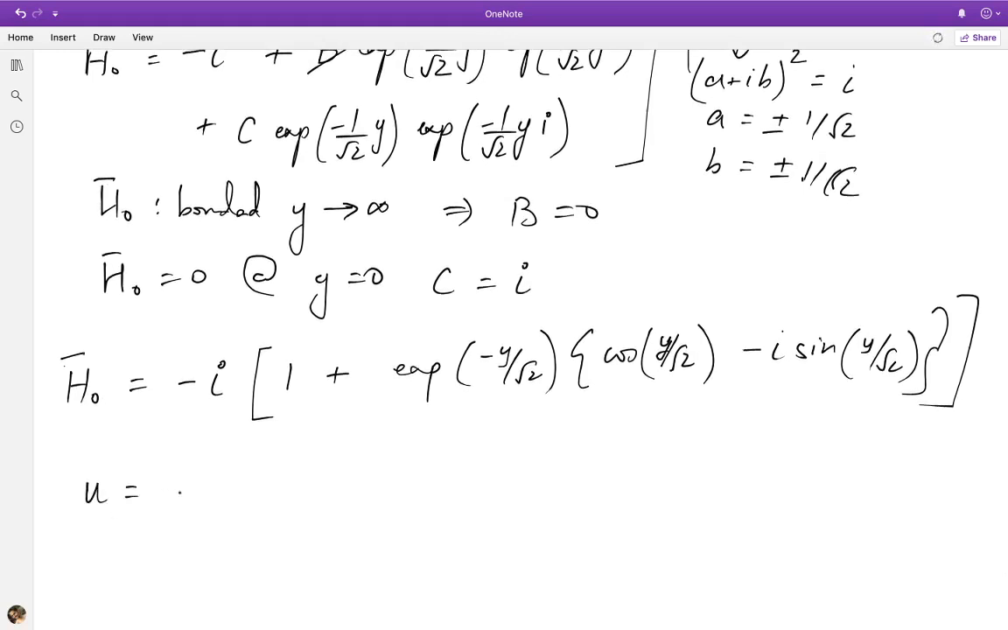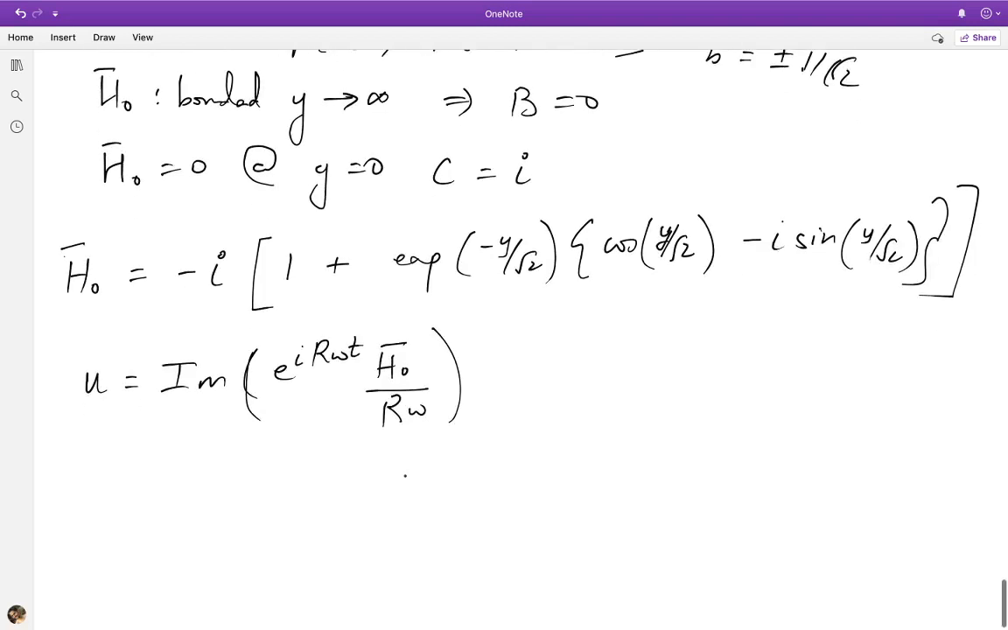So remember, u is equal to the imaginary part of e to the power i r omega t times h, which is h naught bar by r omega after our rescaling, to account for the rescaling of velocity related to h, to be equal to h naught bar by r omega. So I just substituted that here. Right, so because h is equal to h naught bar, which tells us really that this is an order 1 by r omega effect.